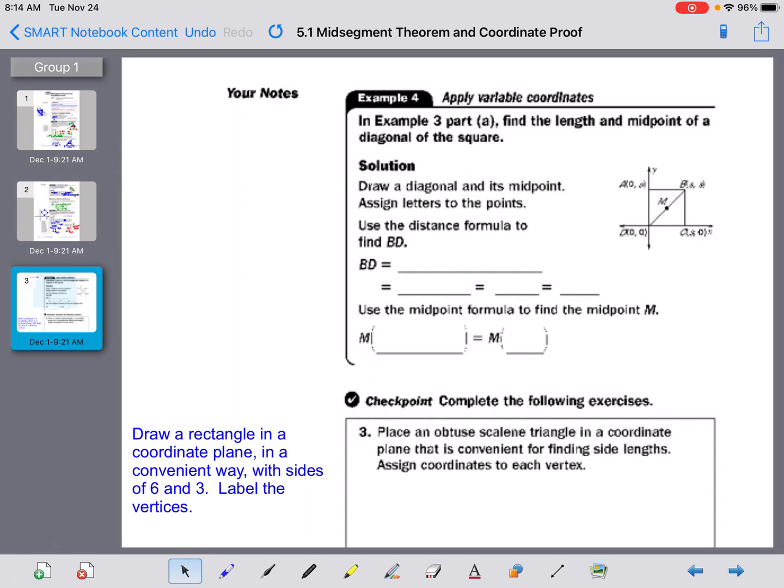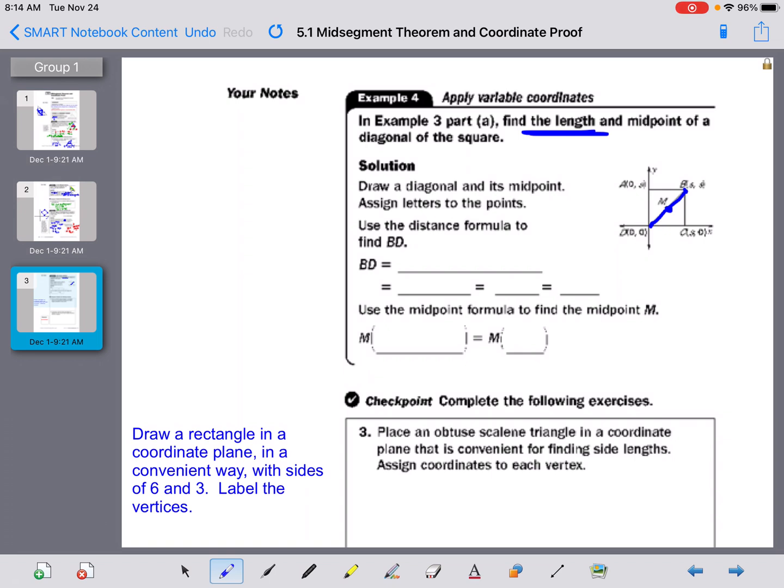Remember, a diagonal goes from corner to corner. So they were nice to us, and they took it from 0, 0 and put it up here to S, S, okay? And they said draw it and find its midpoint, right? Oh, it did say up here, find the length, right? Well, guess what? It's slanted.